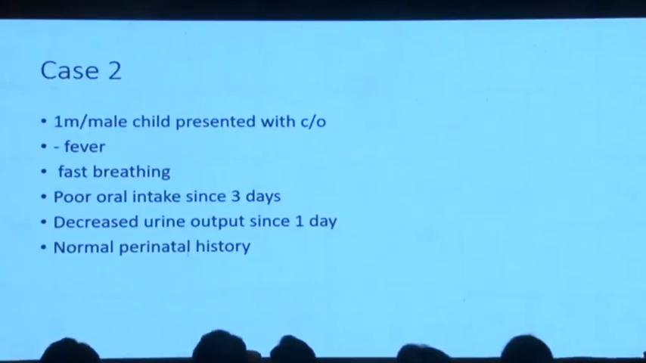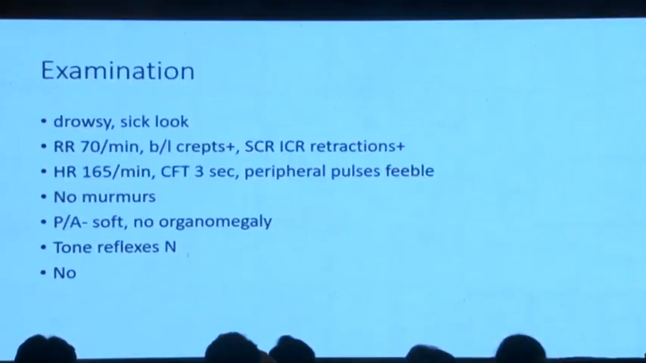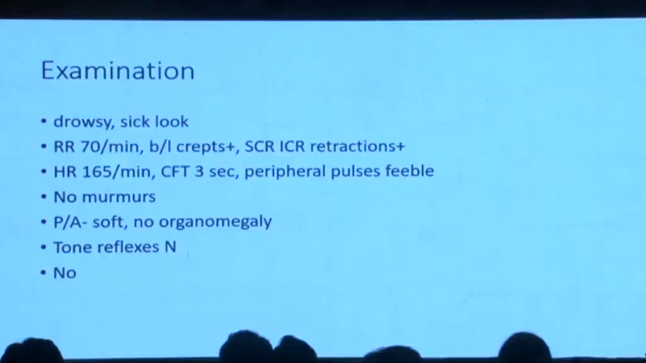Now let's look at another case. It's a 1-month-old male child presented with acute history of fever, fast breathing and poor oral intake since 3 days and decreased urine output since 1 day. Parents have not noticed any abnormality before that, so they are giving just the acute history. On examination, the child is drowsy, sick looking, tachypneic, bilateral crepitations are present, retractions are present. The respiratory rate is 70 per minute. The child is tachycardic, CFT is slightly prolonged. No murmurs, no organomegaly, tone and reflexes are fine, but the child is drowsy and sick looking.